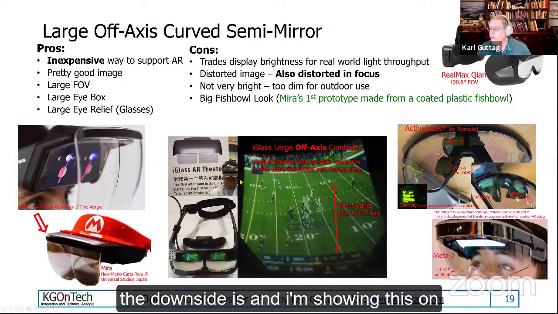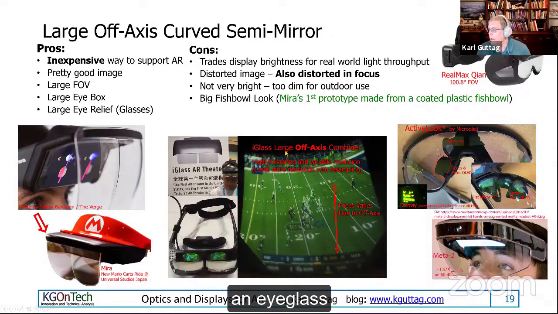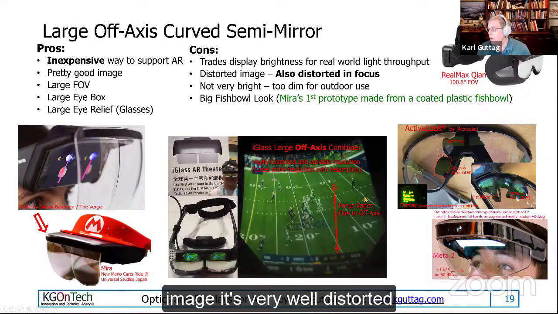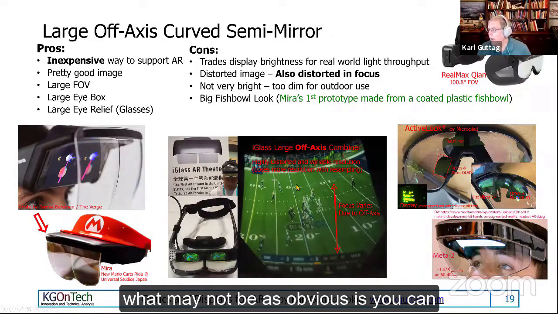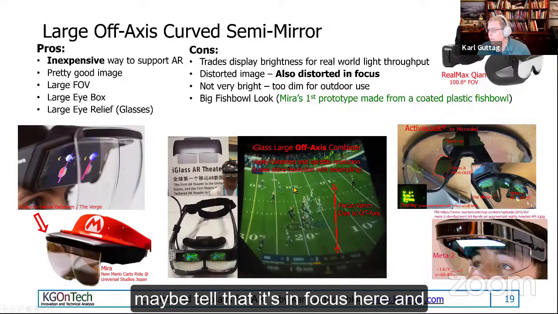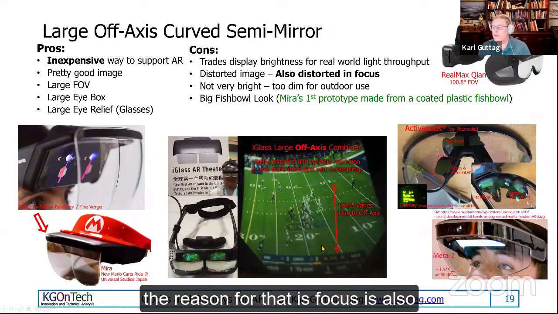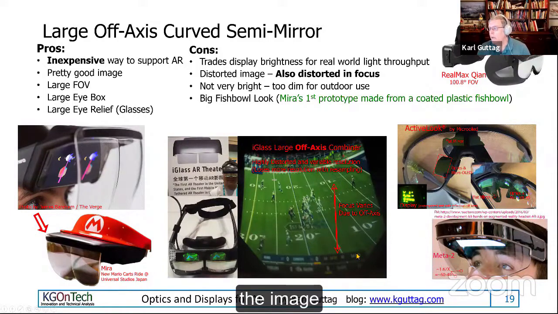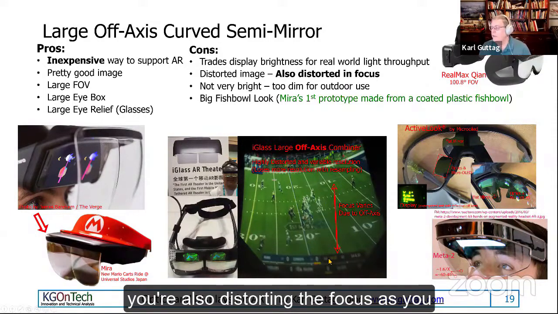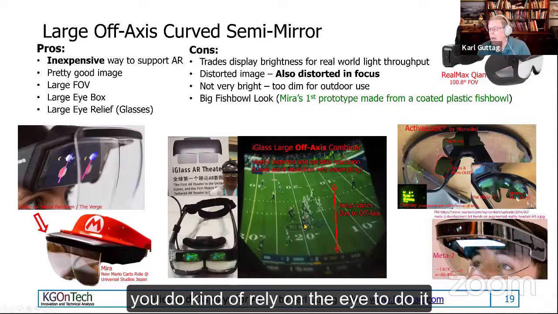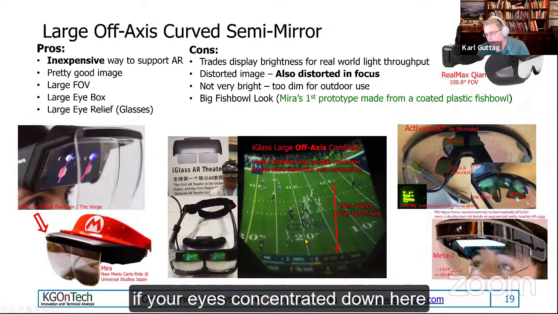The downside is, and I'm showing this on an eyeglass, you can see how this is an uncorrected image. It's very distorted. What may not be as obvious is you can maybe tell that it's in focus here and out of focus there. The reason for that is focus is also running out. So not only are you distorting the image, you're also distorting the focus as you run out. And you can't correct for focus. You do kind of rely on the eye to do it. If your eye is concentrated down here, you'll let the eye do it.